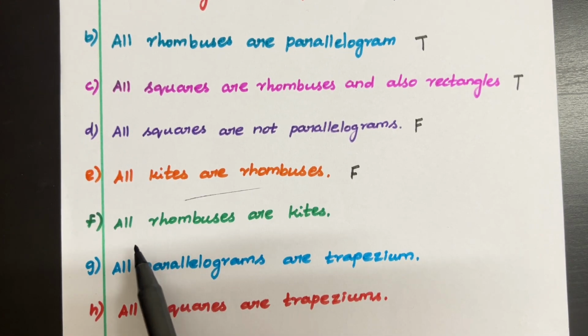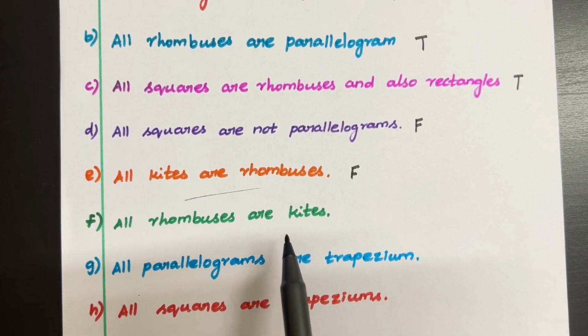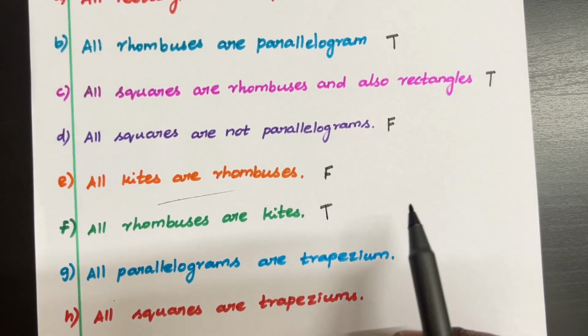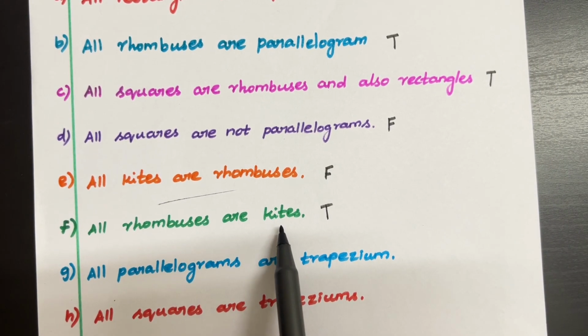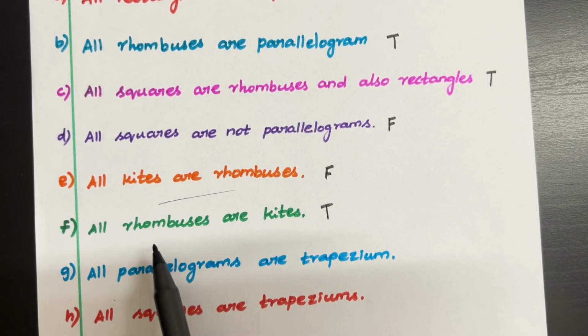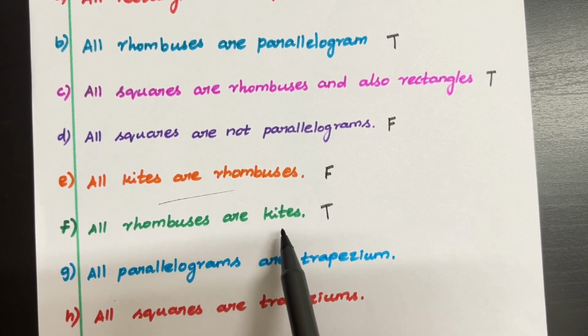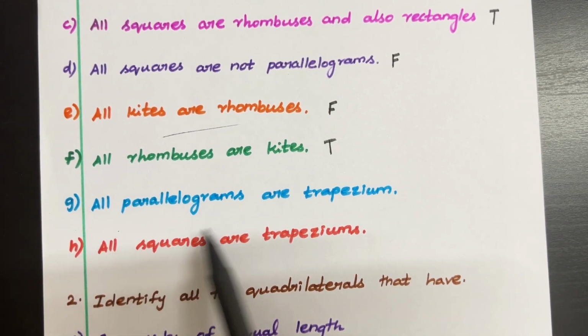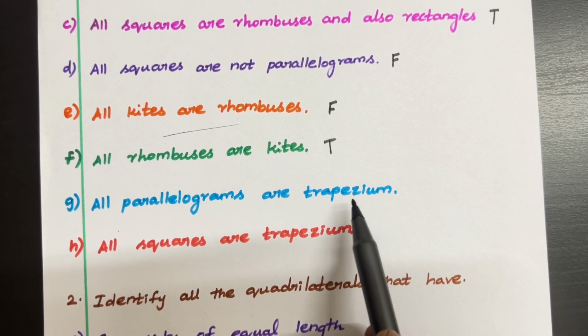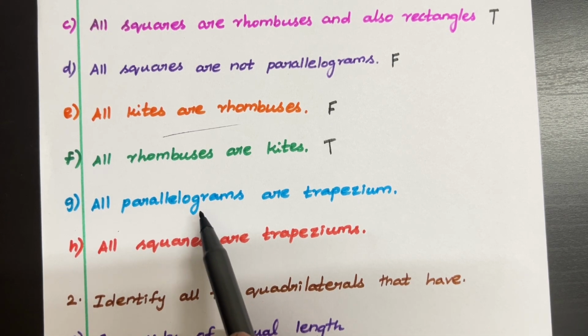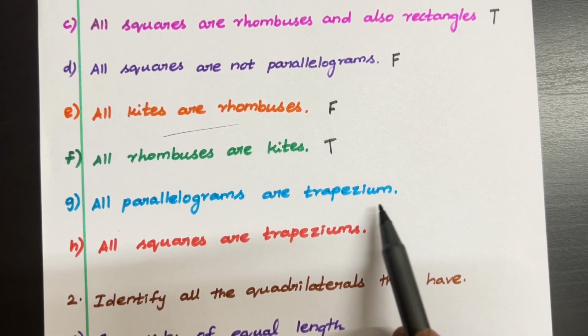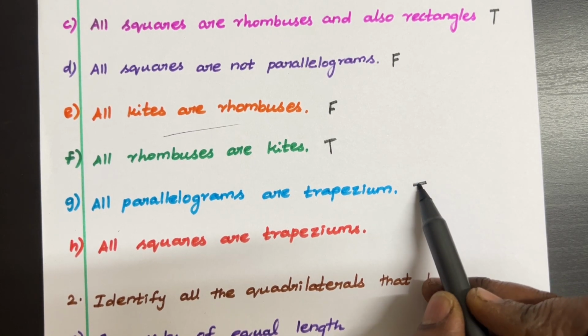Next, all rhombuses are kites. Yes. This is the true statement because it satisfies the properties of kites. In rhombuses, adjacent sides are equal in length. Also, the diagonals are perpendicular to each other. Next, yes, all parallelograms are trapezium. In a trapezium, a pair of opposite sides are parallel. Similarly, a parallelogram has two opposite sides parallel, so it satisfies the properties of a trapezium. So, this is true. A parallelogram is a trapezium.